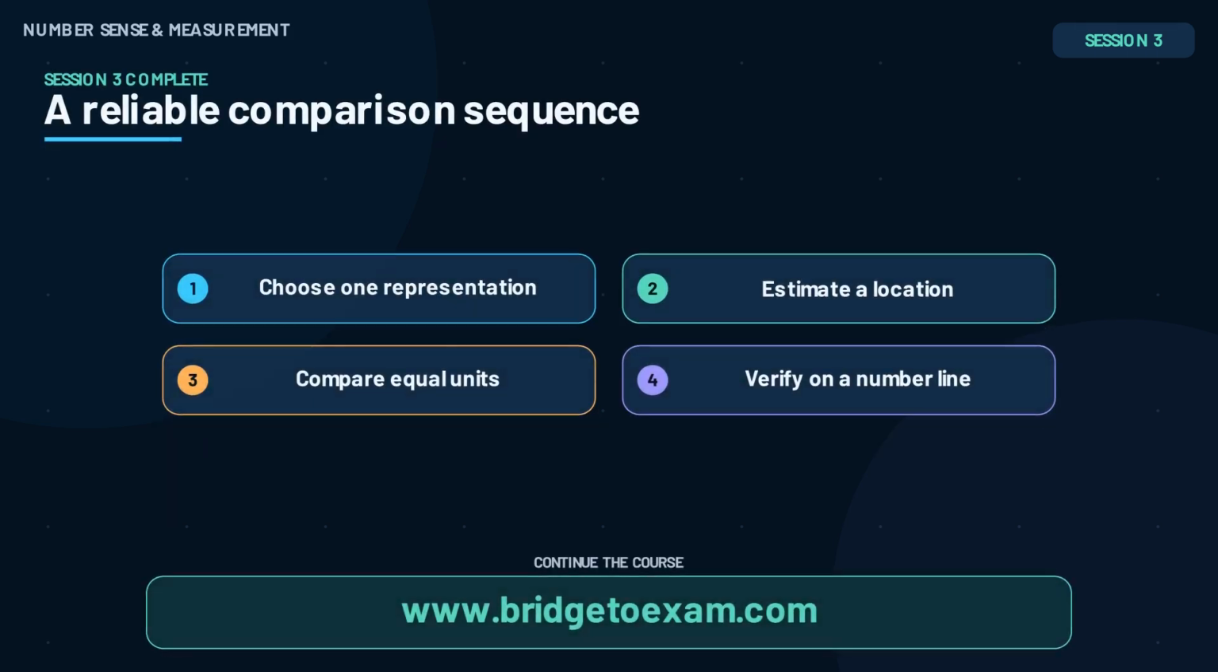For any rational comparison, choose one useful representation, estimate each location with benchmarks, compare equal units, and verify on a number line. Never compare numerator size or decimal digit count by itself.